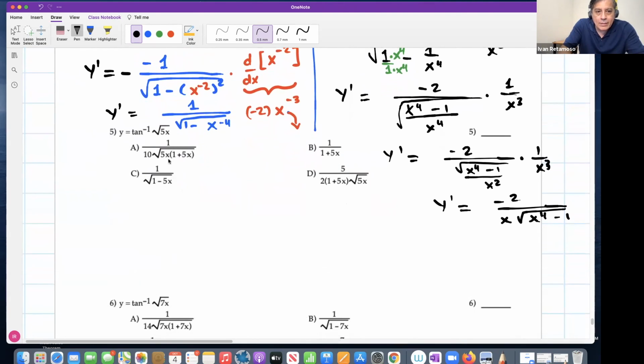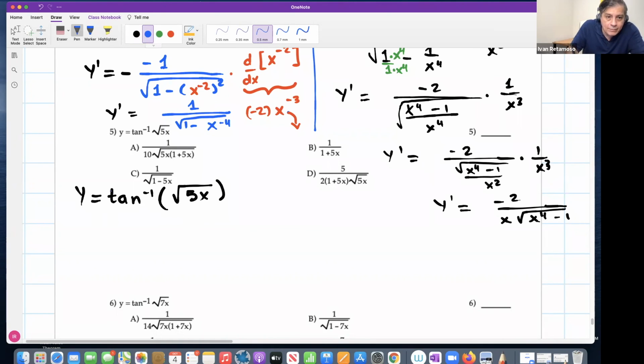I'm going to do number 5. I'm going to let you do number 6, okay? For number 5, they're asking you to figure out the derivative of this composite function, y equal tangent inverse of, allow me to use parentheses here, of the square root of 5x. This form is a little bit special because in reality, this is a nested function made of 3 functions. 3 functions, Professor. What are the 3 functions?